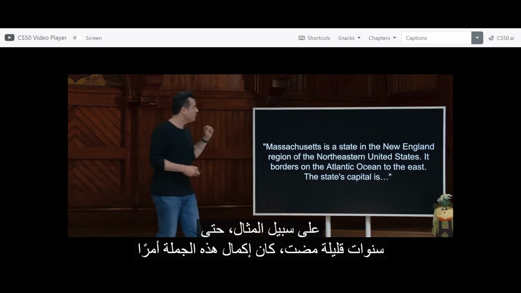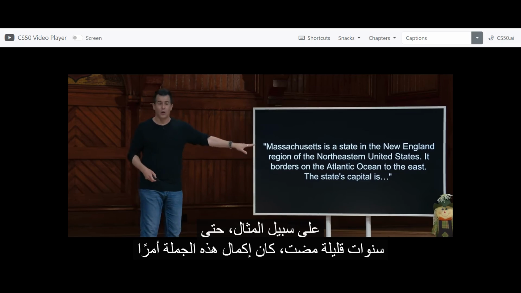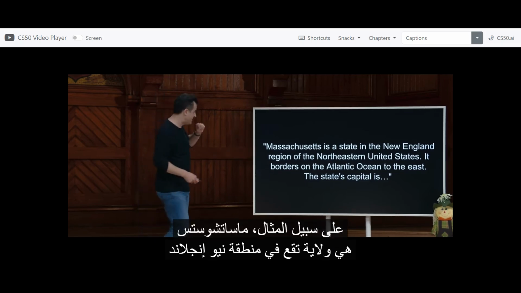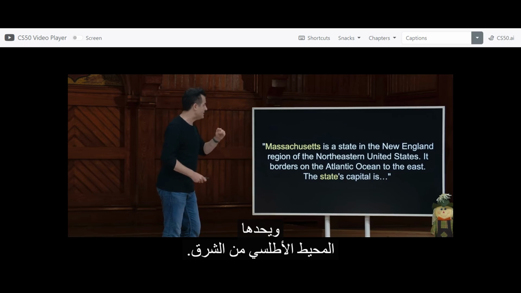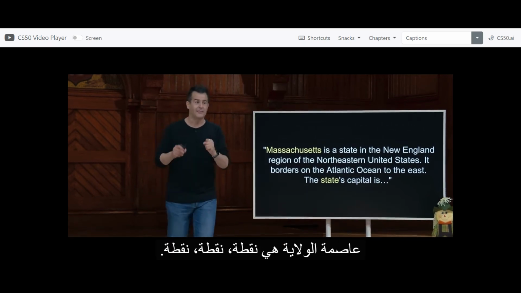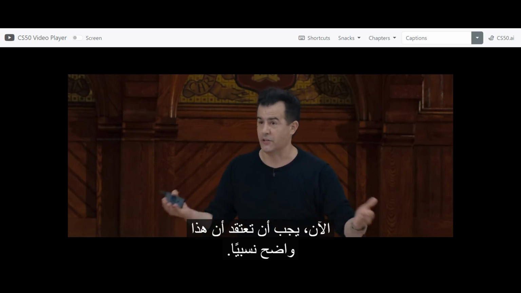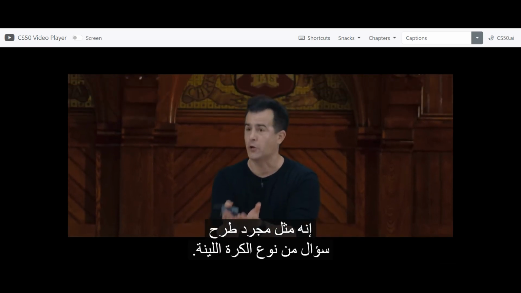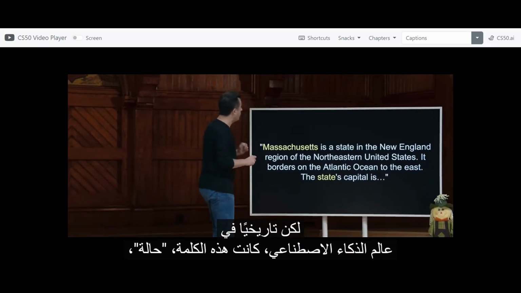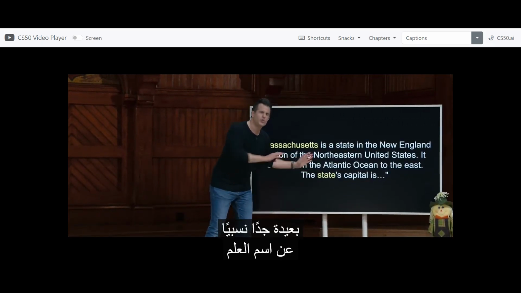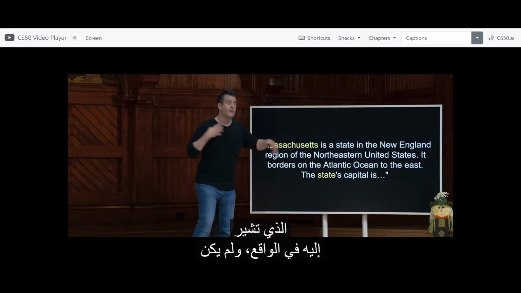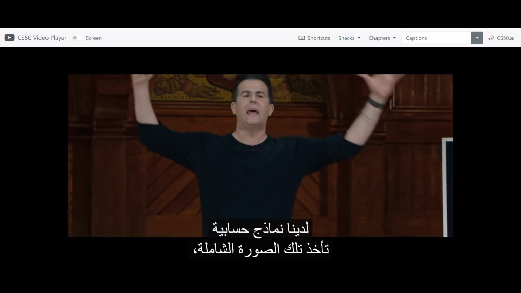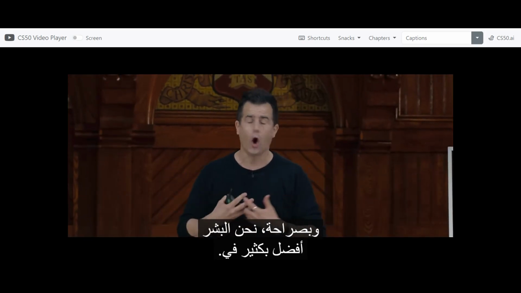So for instance, up until a few years ago, completing this sentence was actually pretty hard for a lot of AI. So for instance here: Massachusetts is a state in the New England region of the northeastern United States. It borders on the Atlantic Ocean to the east. The state's capital is... Now, you should think that this is relatively straightforward. It's like just handing you a softball type question. But historically, within the world of AI, this word "state" was so relatively far away from the proper noun that it's actually referring back to that we just didn't have computational models that took in that holistic picture that, frankly, we humans are much better at.